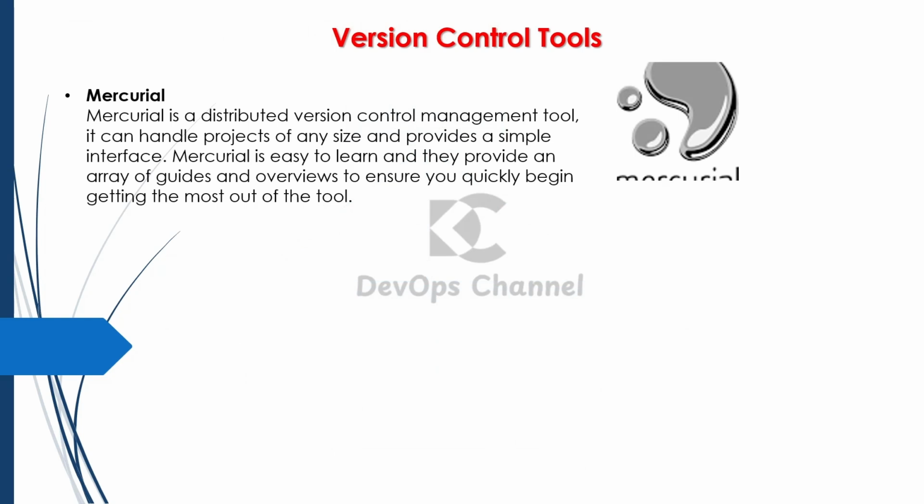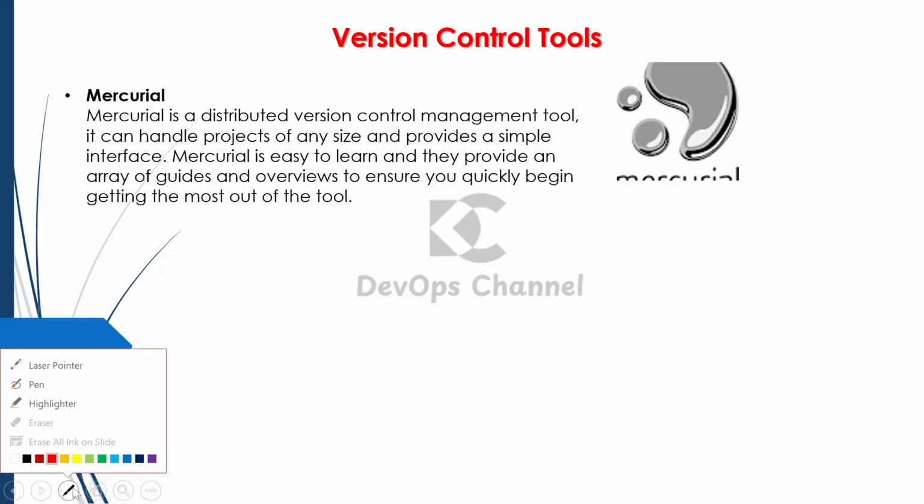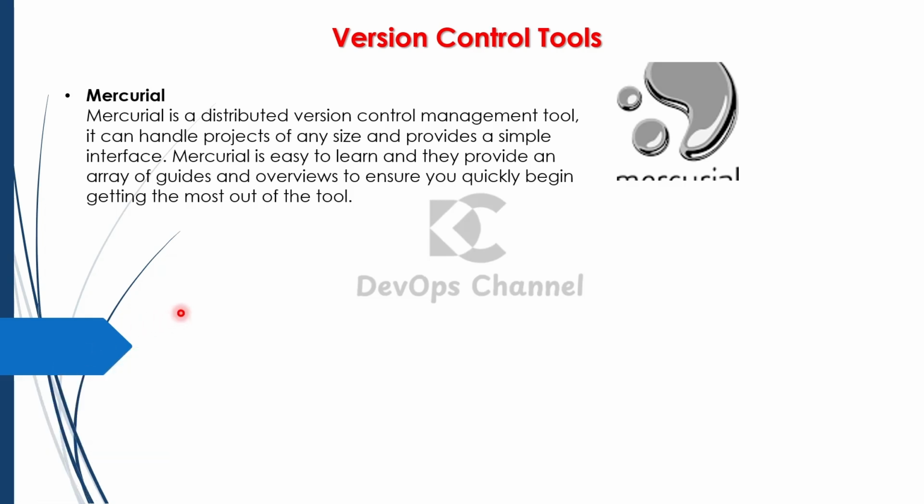So the first one is Mercurial. Mercurial is a distributed version control management tool. It can handle projects of any size and provides a simple interface. Okay, Mercurial is easy to learn and they provide an array of guides and overviews to ensure you quickly begin getting the most out of the tool.